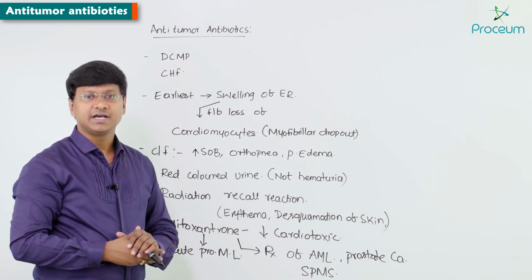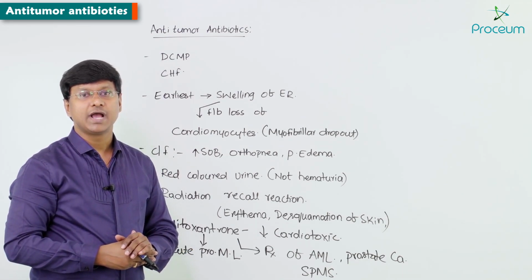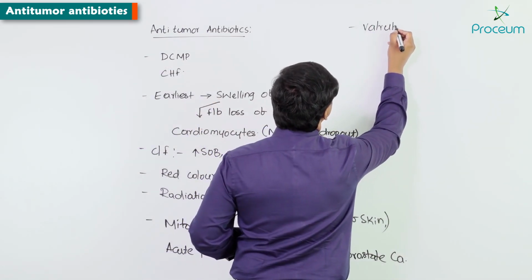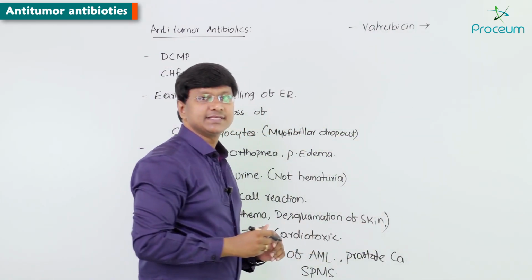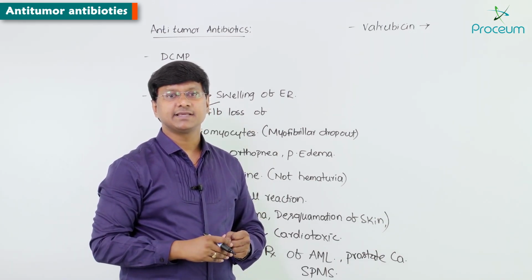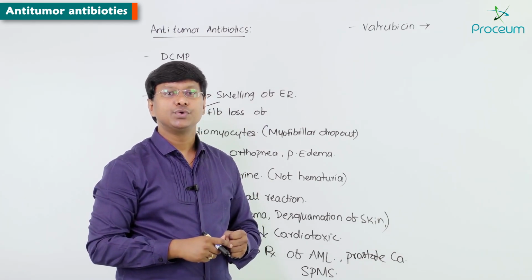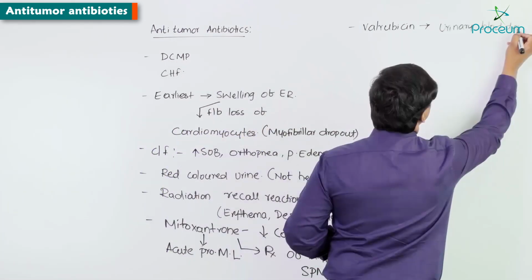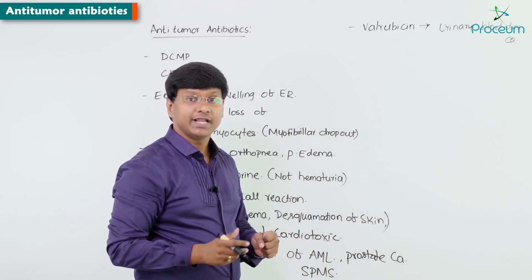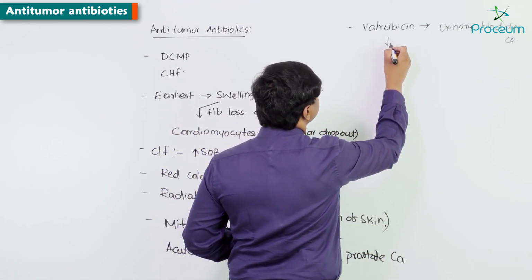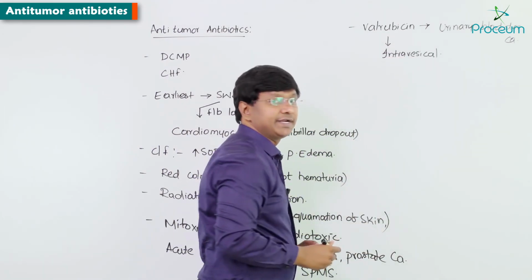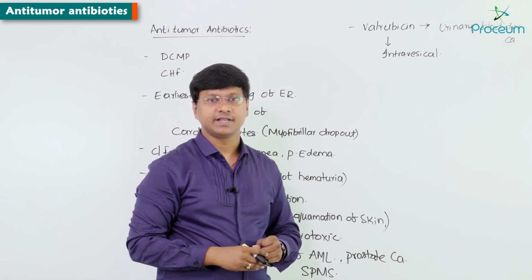Now, we have another drug called Daunorubicin, right? If you take this Daunorubicin, it is approved for the intravesical therapy in case of urinary bladder carcinoma. So in case of urinary bladder carcinoma, it is injected directly into the bladder, that is intravesical, right? It is used as intravesical therapy.